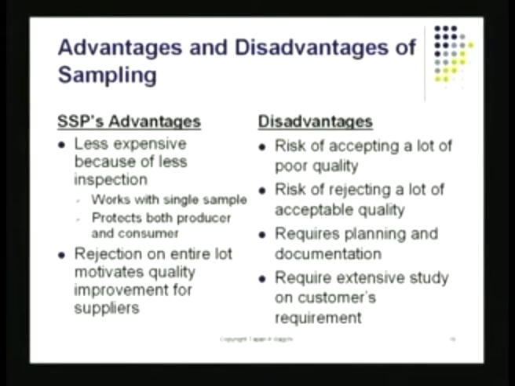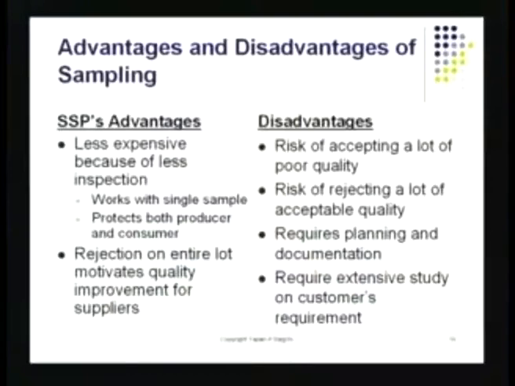The single sampling plan comes up with a simple rule, either to accept the entire lot or to reject it. If lots are rejected, generally that provides some incentive for the supplier to come up with good parts, to come up with good supplies. What are some of the disadvantages of the single sampling plan?